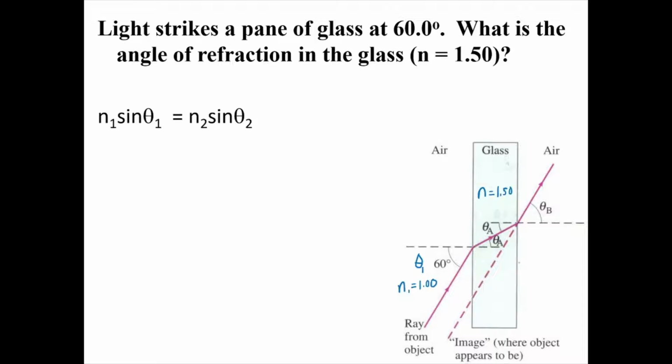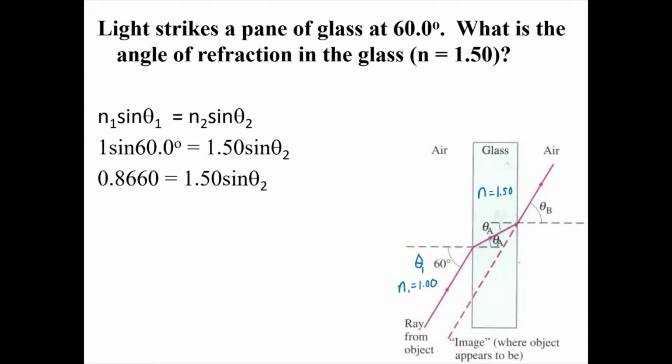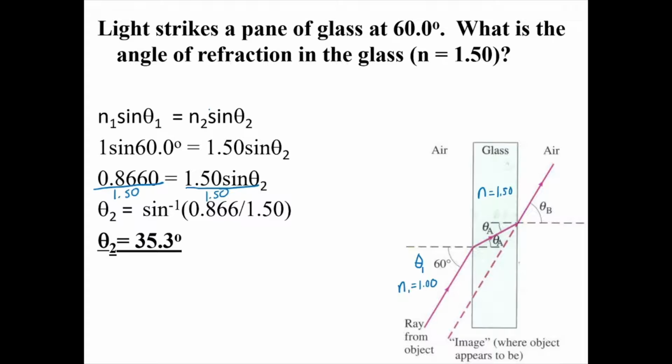So again, Snell's law. And we start substituting. We're going to see the math looks very similar because this is 60 degrees again. So 1 times sine of 60 is just the sine of 60, which is 0.8660. That's easy enough. Is 1.5 sine theta. Divide both sides by 1.5, and we get a theta 2 of 35.3 degrees. Let me show you where that's at. That's right in here, if I shade it in.